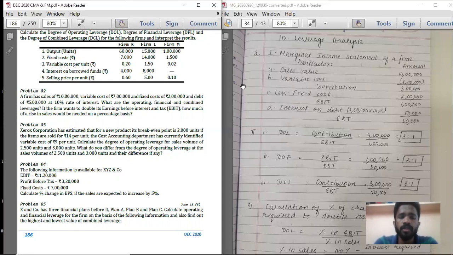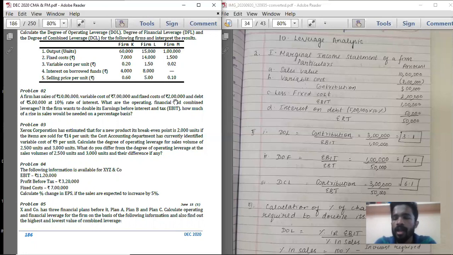From that contribution, below that, point number (c): less fixed cost. Always from the contribution you should deduct fixed cost in order to find EBIT. That is the marginal statement. How much is the fixed cost given? Fixed cost is 2 lakhs. So in the amount column, within brackets, 2 lakhs.